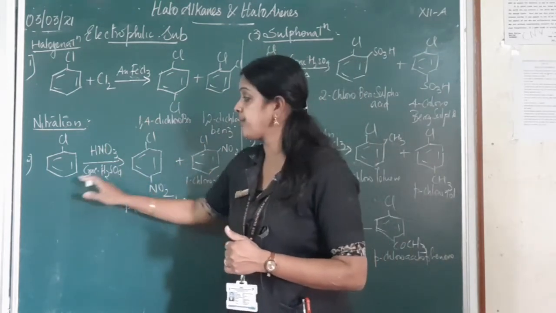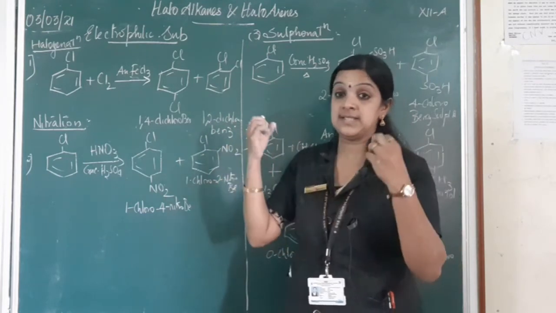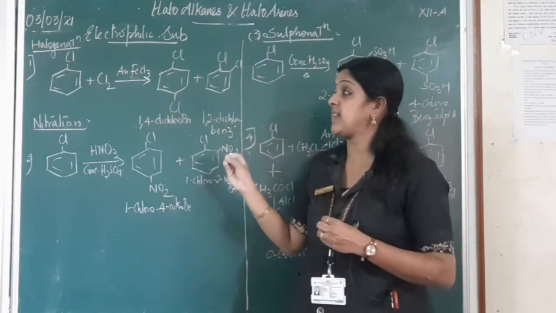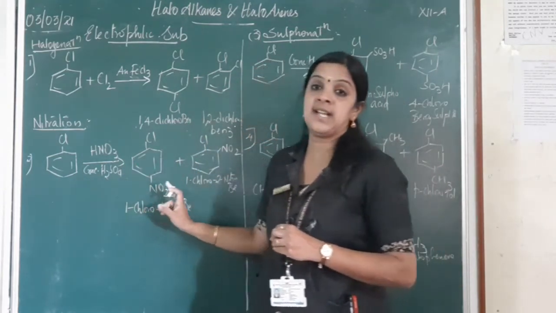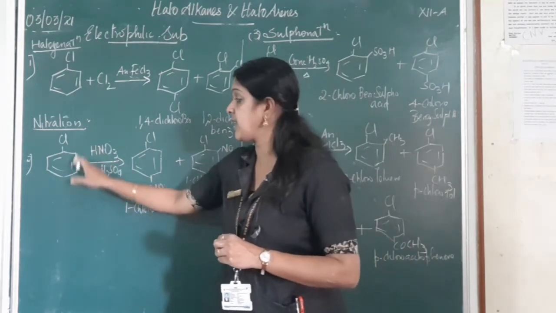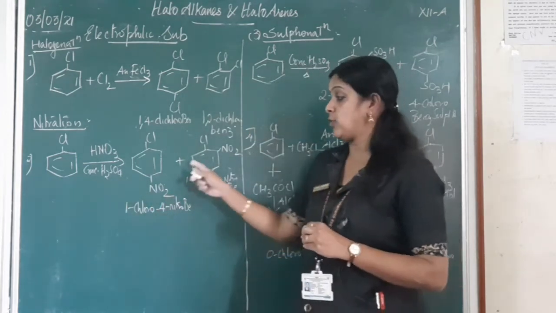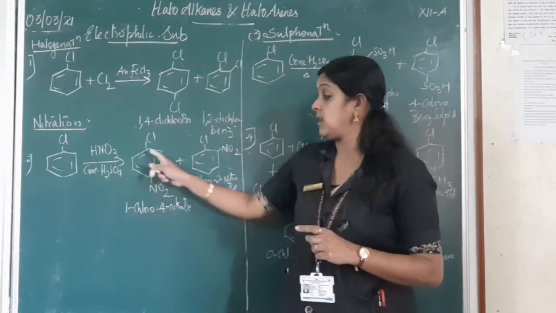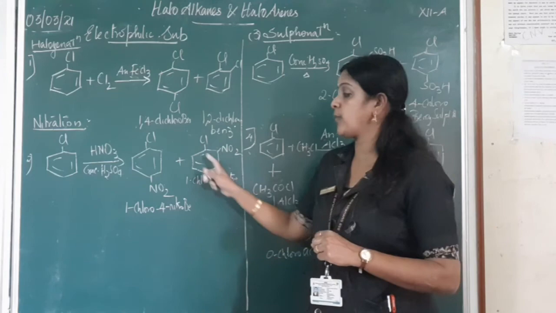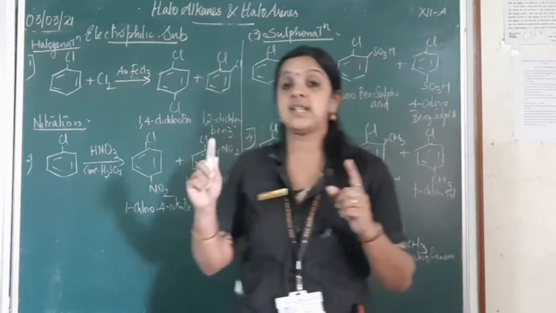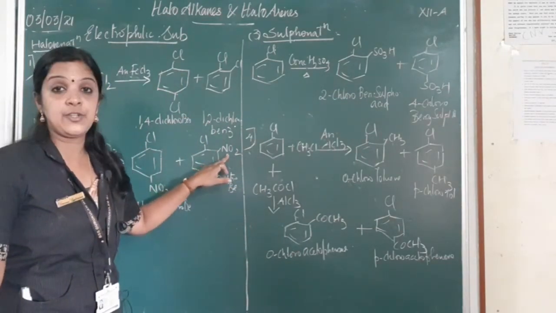The next one is nitration. So here the ortho and the para products only will be substituted by the reagents, that is the electrophile, whichever we are taking. So in nitration, NO2 acts as an electrophile. Chlorobenzene, the nitrating mixture is nitric acid in the presence of concentrated sulfuric acid. You get 1-chloro-4-nitrobenzene and 1-chloro-2-nitrobenzene. So the para and the ortho positions are getting attacked by the nitronium electrophile.